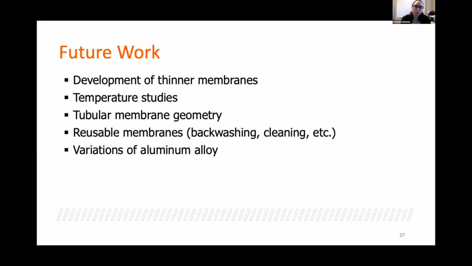The crossflow filtration can also be adapted to a tubular membrane geometry, which makes it more practical for industrial applications. And then reusable membranes are a big topic to look at, through backwashing or cleaning, and being able to reuse that membrane, which would lower the cost and lower the environmental impact. And finally, varying the aluminum alloy, trying different aluminum types to see if it affects the bonding with the geopolymer or the filtration performance.